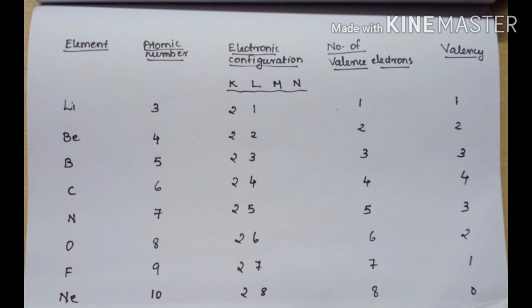The last element in each period are noble gases. In this period, it is neon, and the valency of all noble gases is 0. That is, noble gases neither gain nor lose electrons. It is because noble gases have completely filled electronic configuration. You have to study the variation in valency of an element in a period and in a group up to 20 elements. Next property, atomic size.